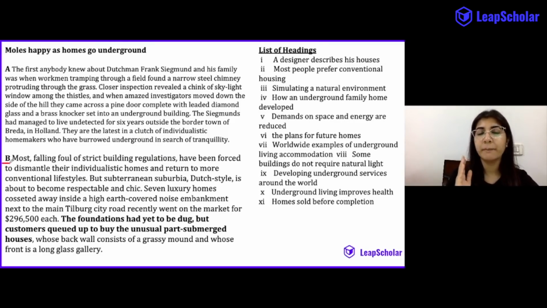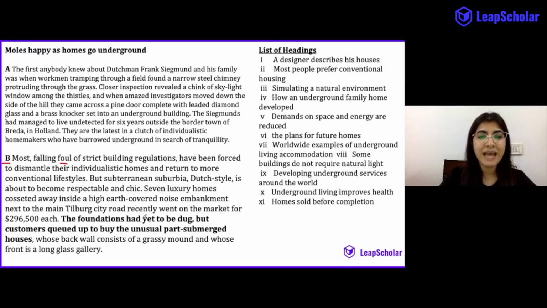we'll read the first two sentences. So most fall off, which means falling short of strict building regulations, have been forced to dismantle their individualistic homes and return to more conventional lifestyles. Alright, so since this does not give me a clear idea, I'm going to read the last line.